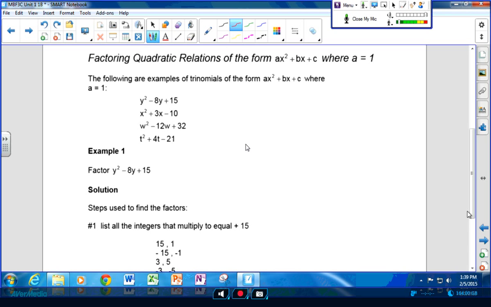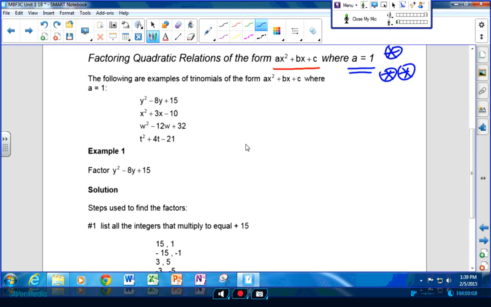squared plus bx plus c, and put a big star beside this next little bit here, please, where a equals 1. Put a humongous star. Put 3 stars next to it. Put 3 stars and an arrow next to it.